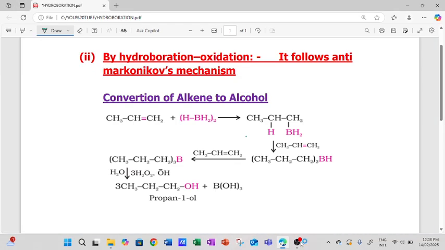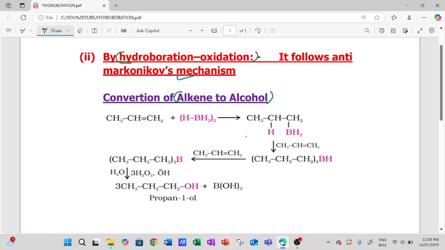Hi friends, today let's do hydroboration oxidation. It is a preparation of an alcohol from an alkene. We are converting an alkene into an alcohol by following anti-Markovnikov's mechanism.